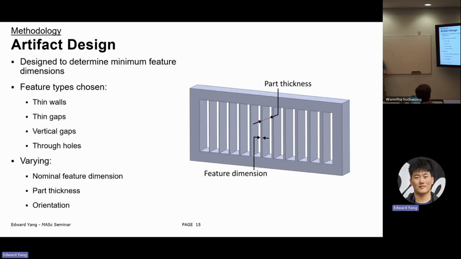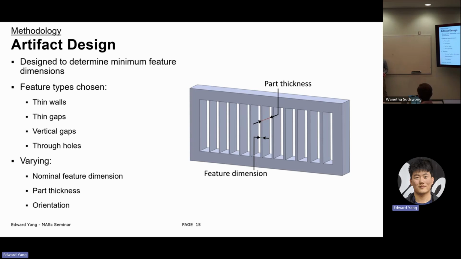So jumping back to what the artifact design process was like, I designed these artifacts to determine minimum feature dimensions as the target for this thesis. And I chose 4 types of features based on what I had seen in the literature and what I knew from prior experience with binder jetting to be difficult types of features. So these were thin walls, thin gaps, vertical gaps, and through holes.